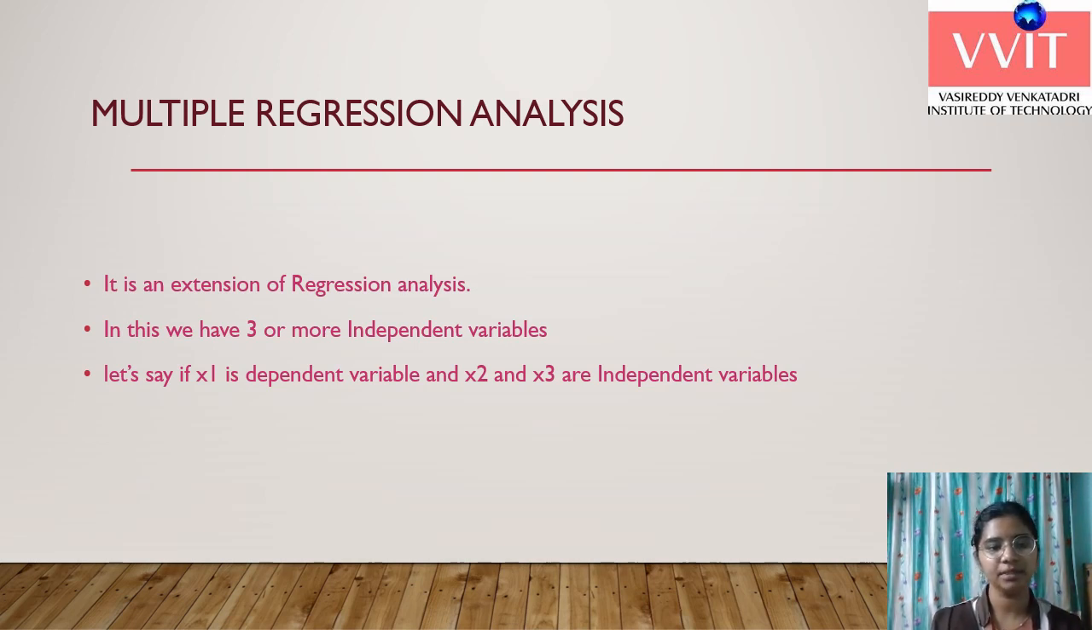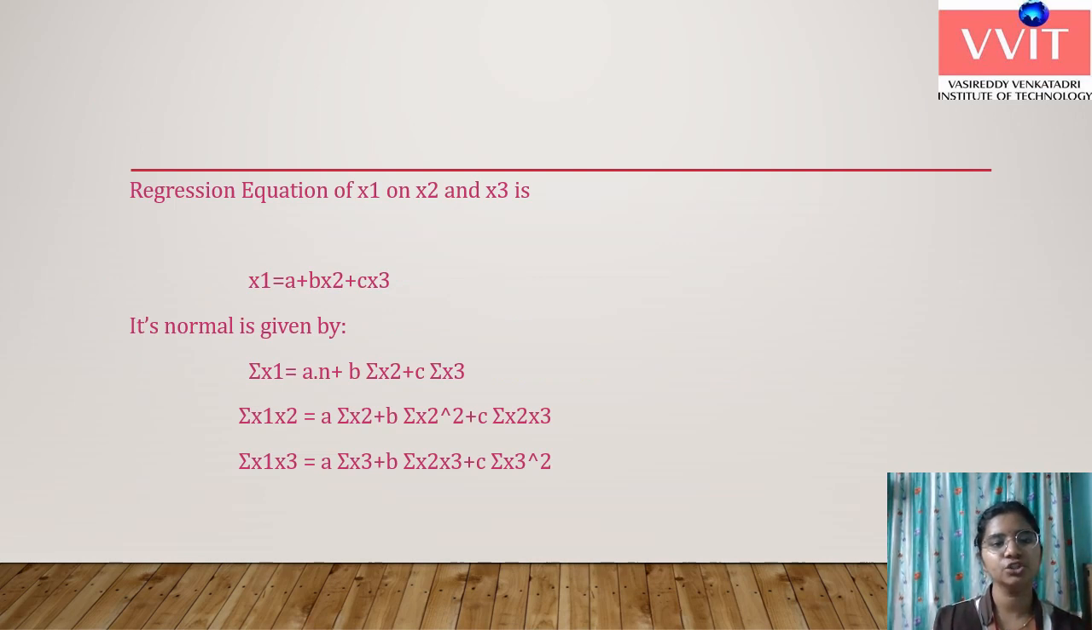Let's take an example here. Let's take x1 as the dependent variable and x2, x3 as two independent variables. The regression equation of x1 on x2 and x3 is given by x1 equals a plus b x2 plus c x3, and its normal equations are sigma x1 equals n a plus b sigma x2 plus c sigma x3.